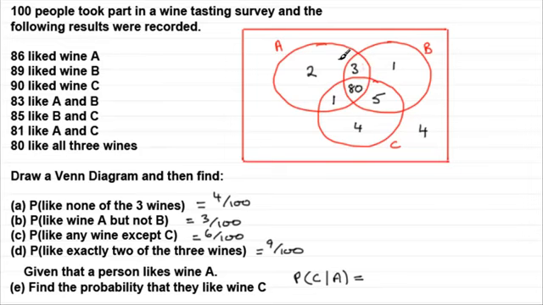So we know that they like wine A, but of these people, what's the probability that they like wine C? Well, it's got to be just these two categories here, the 80 and the 1. They like wine C if you were to ask them. So out of 86 people, 81 of them like wine C. So the answer is simply 81 out of the 86.